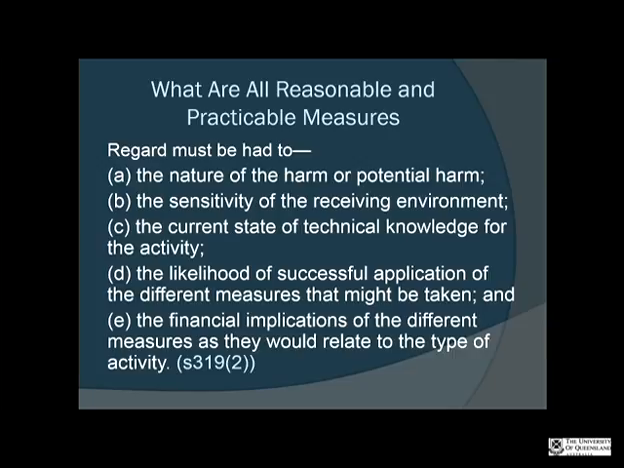But the reason this list is there is the nature of the harm could be something very minor. It could be something incredibly serious. And so what is reasonable and practicable in each situation will change depending on what the nature of the harm was that was caused by the act, and the current state of technical knowledge for the activity. So was there something in place that could have been easily implemented in a cost-effective way that could have prevented that harm from occurring, okay? And I'll show you some examples as we go through in terms of low-cost measures.